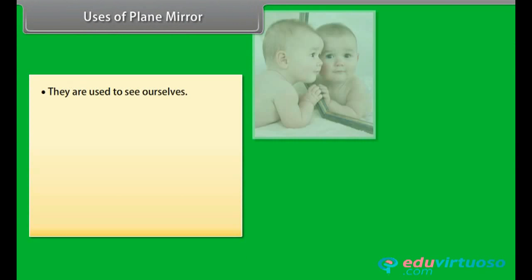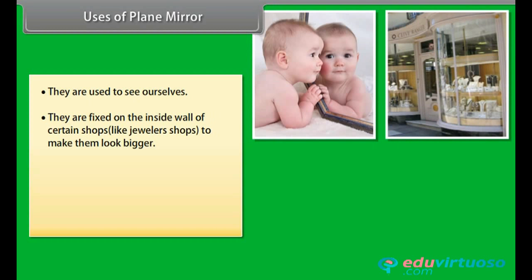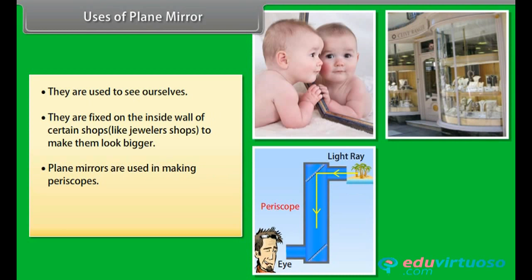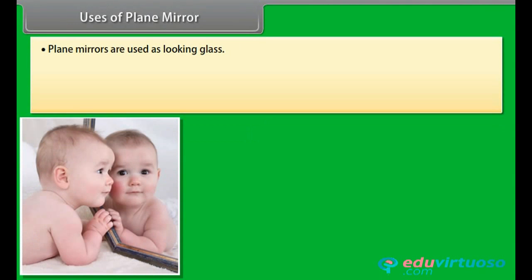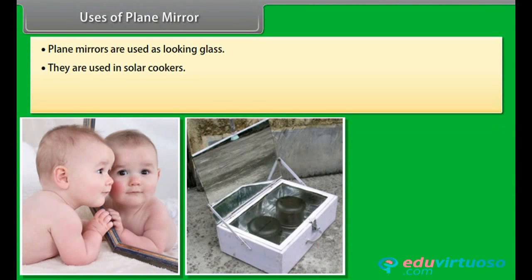Uses of plane mirror. They are used to see ourselves. They are fixed on the inside wall of certain shops like jeweler's shops to make them look bigger. Plane mirrors are used in making periscopes. They are used at blind turns of busy roads to prevent accidents. Plane mirrors are used as looking glass. They are used in solar cookers.